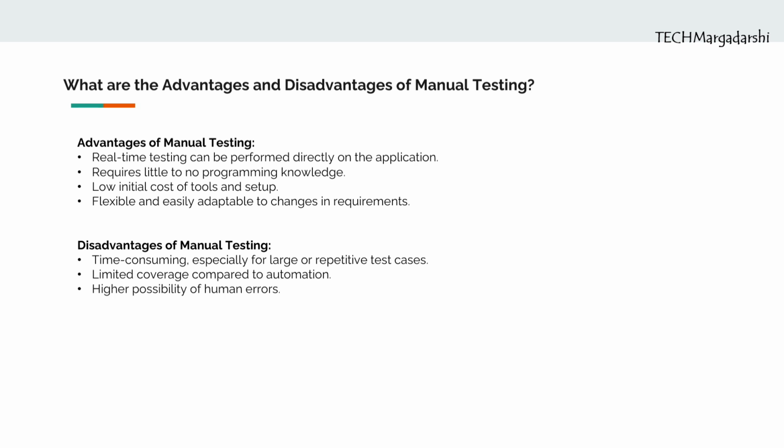But manual testing also has some disadvantages. It can be time consuming, especially when the project is large or requires frequent regression testing. Manual testing also has limitations in coverage since repetitive or complex scenarios are harder to test thoroughly without automation. And lastly, there is always a possibility of human errors since the process relies heavily on manual effort.